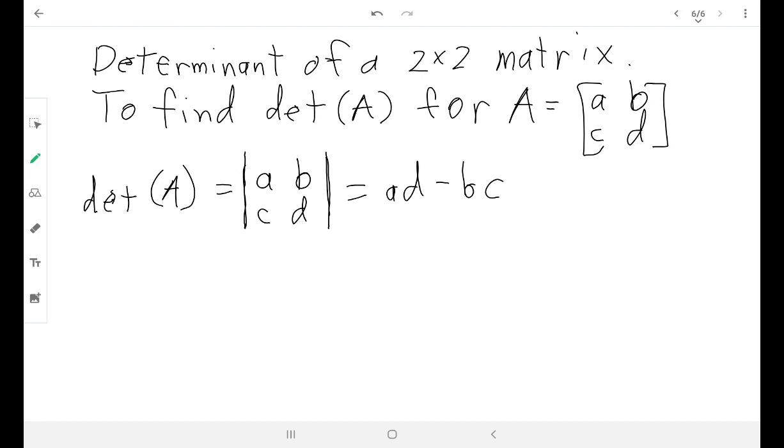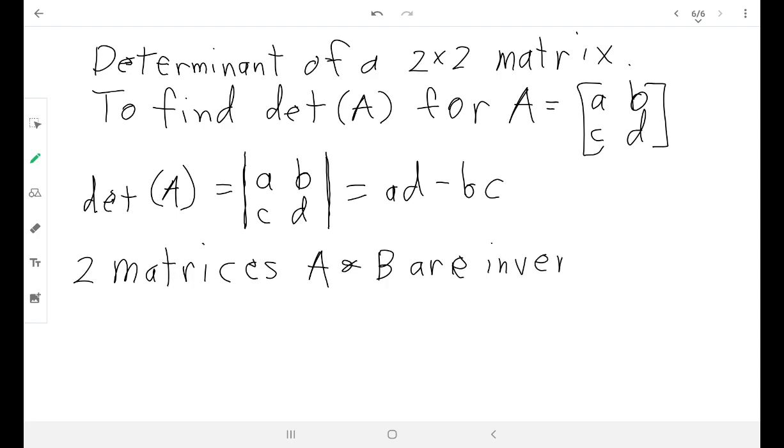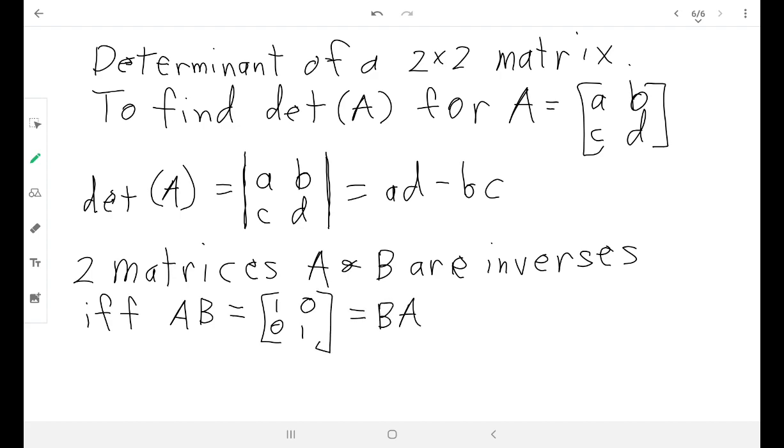One more note, though. 2 matrices, A and B, are inverses if and only if, remember that's the notation for if and only if, A times B equals 1, 0, 0, 1, as well as B times A. Okay, so part of what we're going to do, and we're going to do this in the first example, is determine whether 2 things are inverses. So this is example 2, and the question is, are A and B inverses?